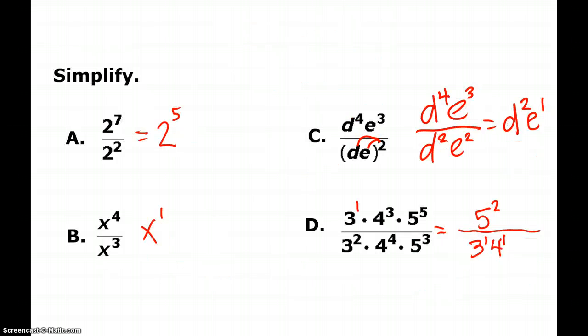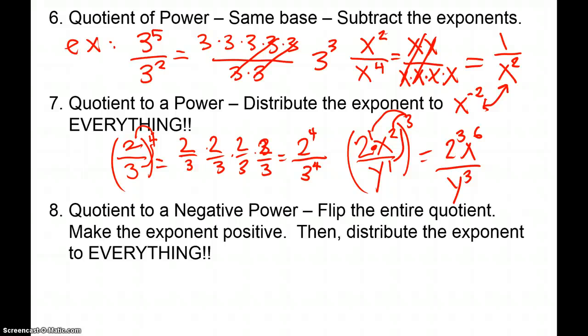Let's go back to the last rule, right here. Quotient to a negative power. This is basically just a duplicate of number 7. Honestly, you could get away without it, but it will make your life easier. So this is what it's saying. If I have something like, we'll do the same example up here, 2x squared over y to the negative 4.